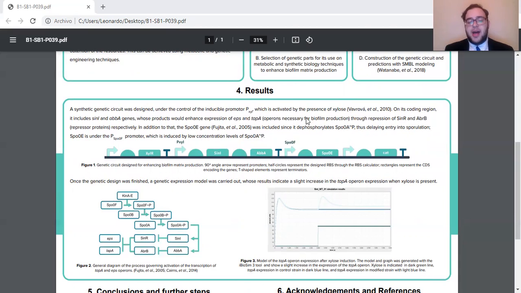As we may observe, as the xylose is added, the expression of the tapA operon is slightly induced and is maintained at a higher level of production in comparison to the control strain.